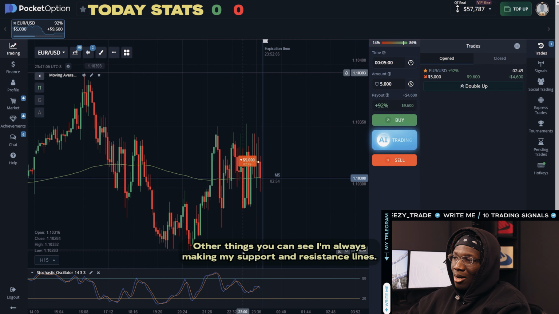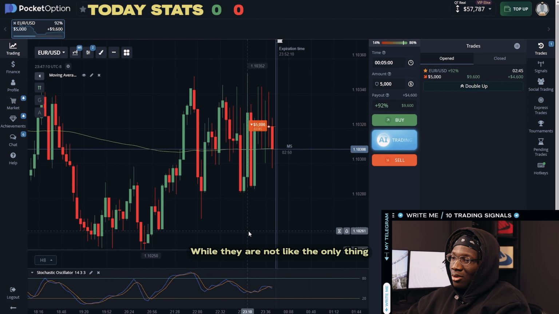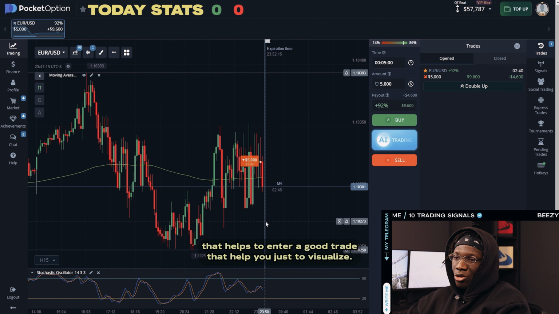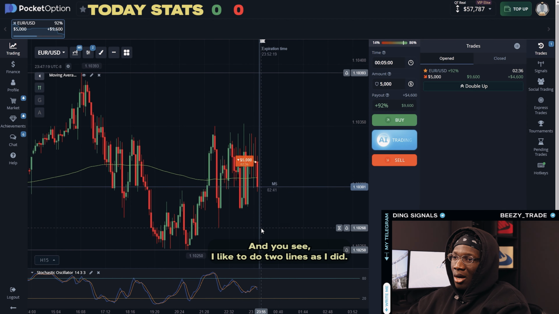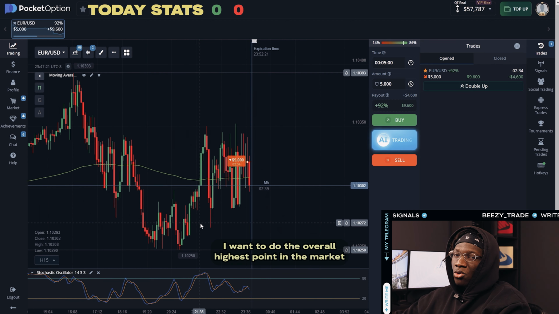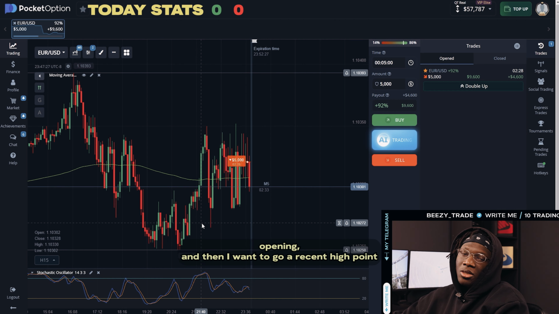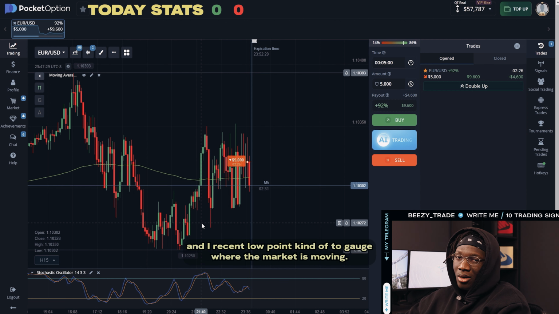Other things you can see, I'm always marking my support and resistance lines. While they are not the only thing that helps to enter a good trade, they help you just to visualize. I like to do 2 lines as I did. I want to do the overall highest point in the market since the opening, and then a recent high point and a recent low point, kind of to gauge where the market is moving.